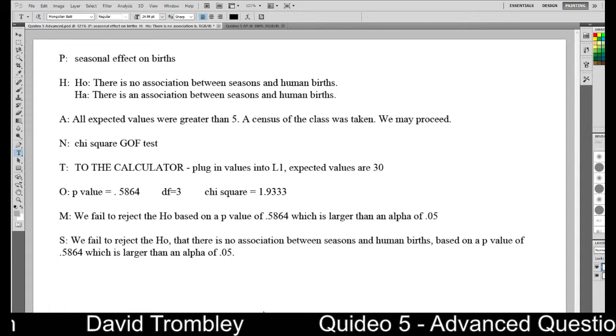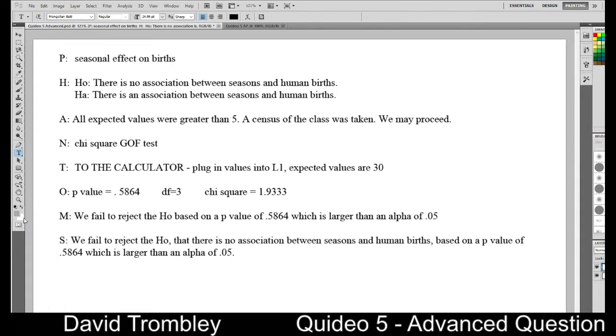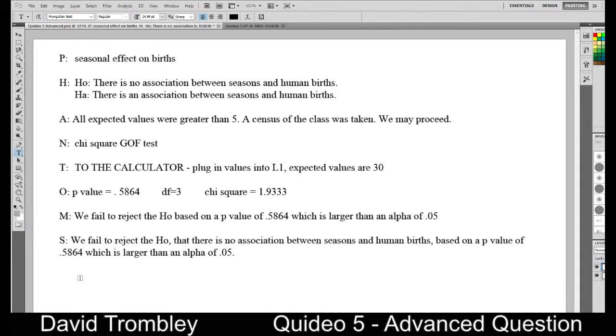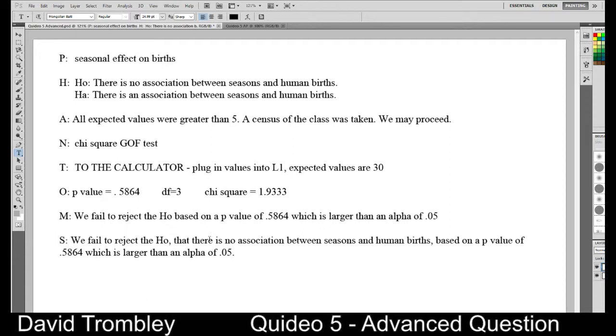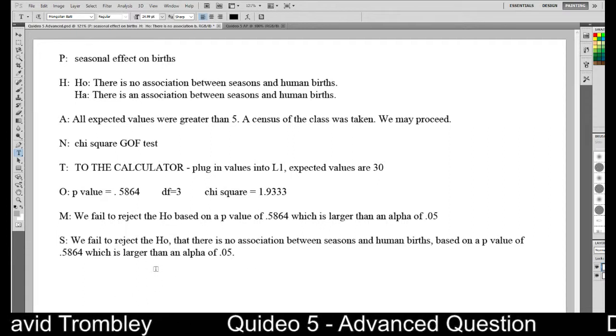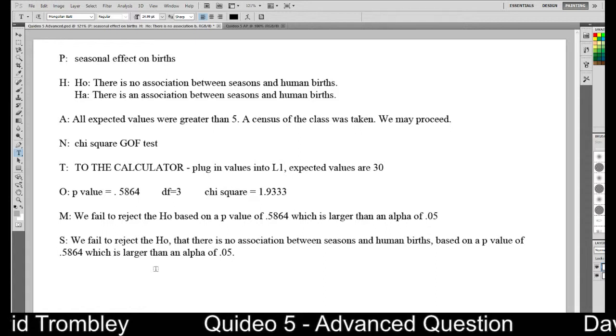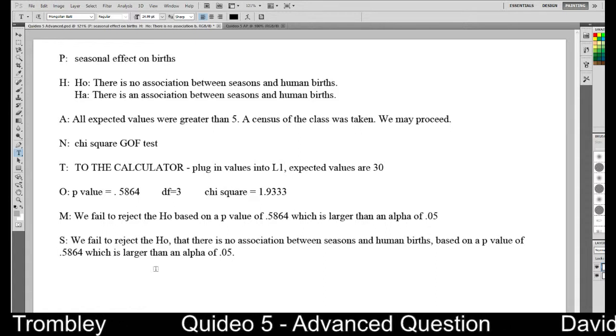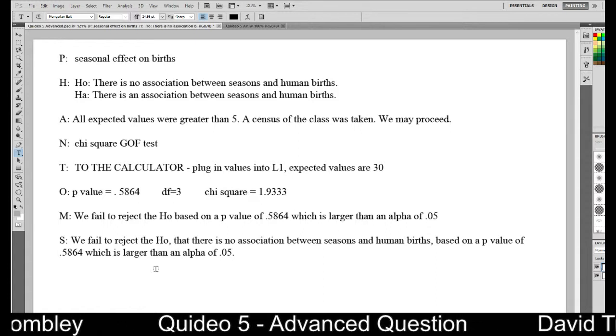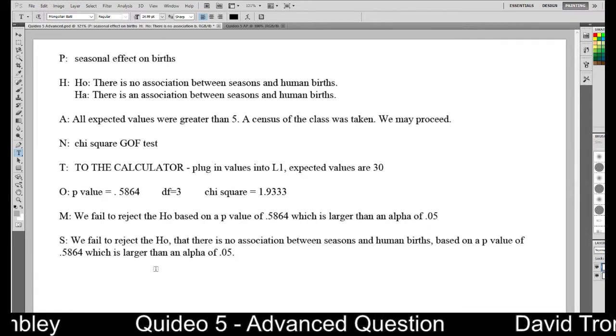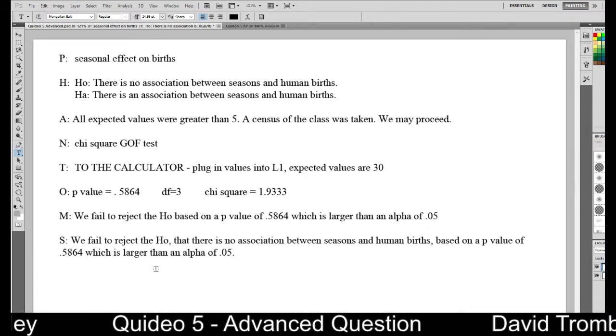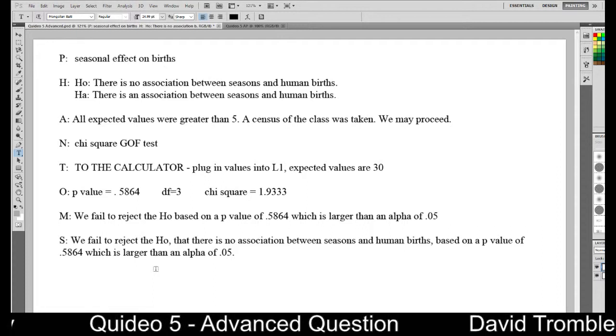So let's start off with P, or our parameter of interest, which is the seasonal effect on births. So we have to do our null hypothesis and alternate hypothesis, which the H0 is there is no association between seasons and human births. Our Ha is there is an association between seasons and human births.